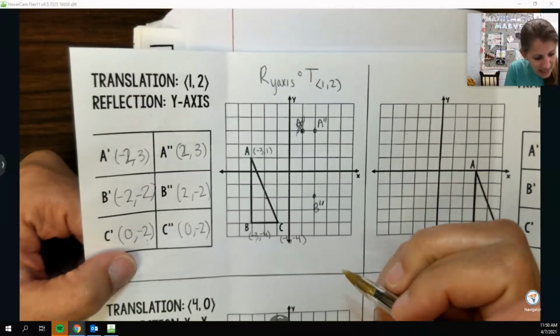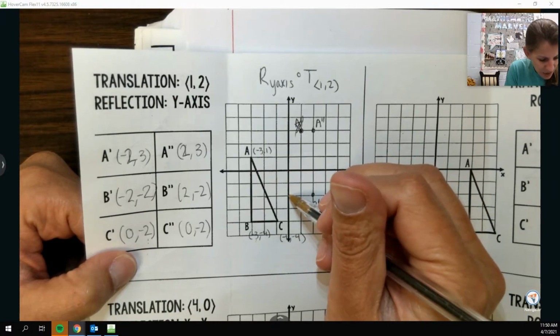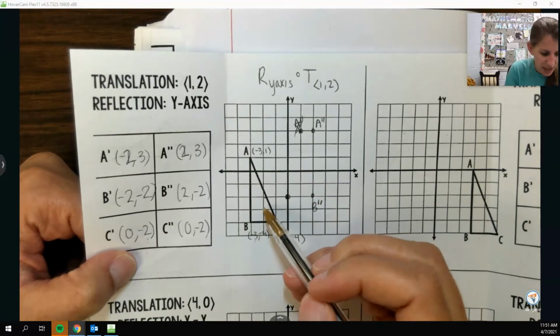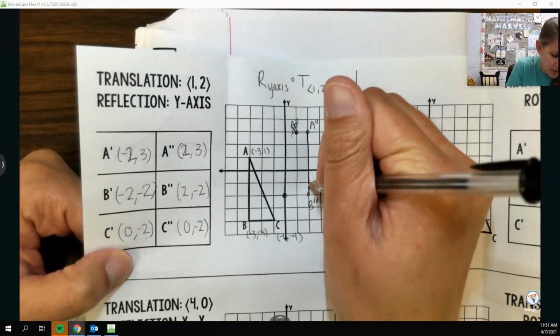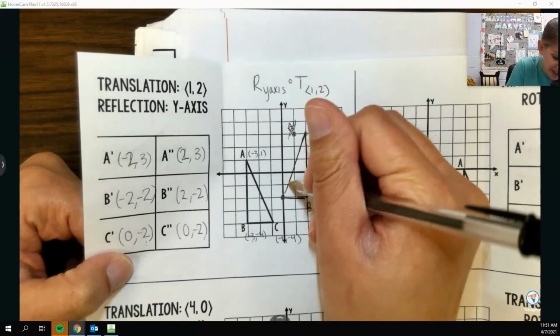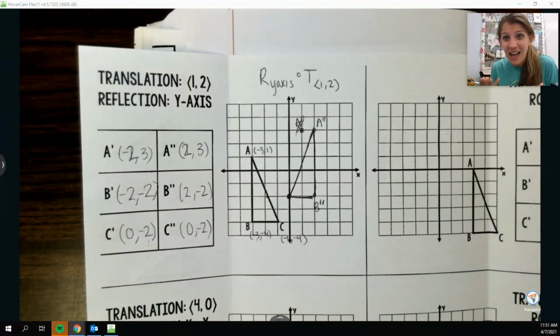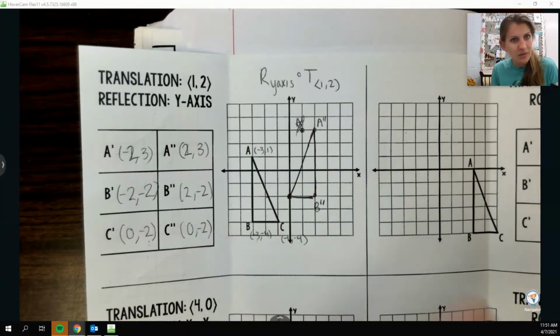Okay, and then C double prime is at 0, -2. Does that feel right? Oh yeah, because it reflected, so it should be pointing in a different direction now. Okay, I like that. And guys, honestly, I'm having that conversation to reaffirm myself. And that's a good conversation to have with yourself as well. Like, okay, it got moved over and it should be flipped around because of the reflection. So, looks good.